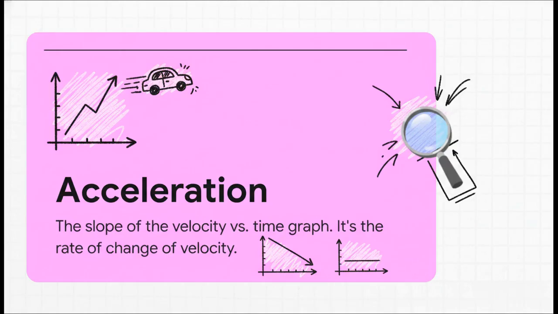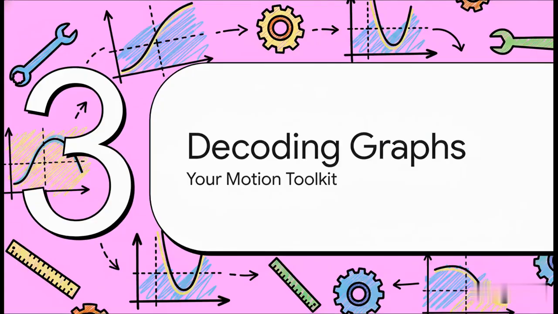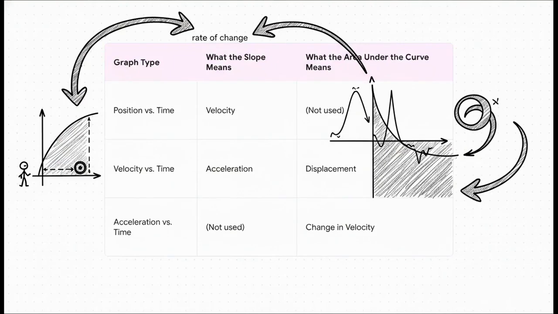Just like the slope of the position graph is velocity, the slope of the velocity graph is acceleration. It's literally telling you how quickly the velocity itself is changing. So we've seen 2 different stories play out. Now let's just hit pause and build our universal toolkit. These are the rules that will let you decode any motion graph you ever see. I promise. This, right here, is your cheat sheet.